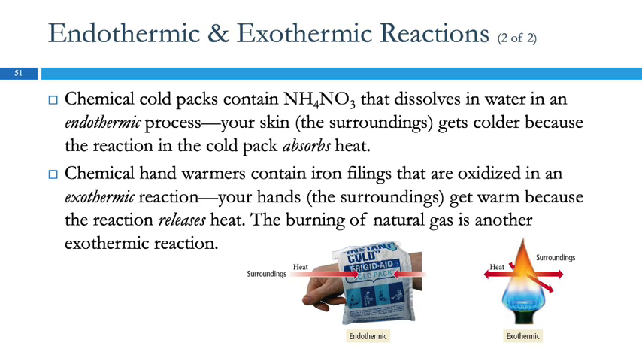We've talked about chemical hand warmers that have iron in them, and the iron reacts with oxygen. And this is an exothermic reaction. It releases heat into the surroundings, and then it warms up your hands, because your hands are part of the surroundings, right? So that's an exothermic reaction. Another example is the burning of natural gas. Combustion of anything is going to be an exothermic reaction.